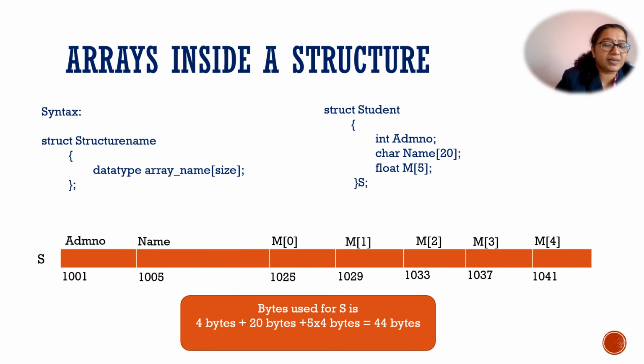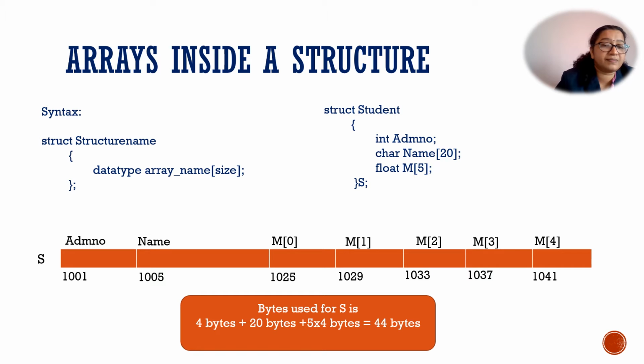Okay. Next topic is arrays inside a structure. Arrays inside a structure means inside the definition of the structure, we can specify an array also as an element name. So how can we use that? Struct, structure name, then brace open, int admission number, char name of 20 size, float m of 5, then brace close, s. So what is the meaning of this?